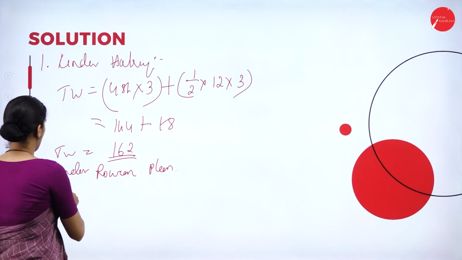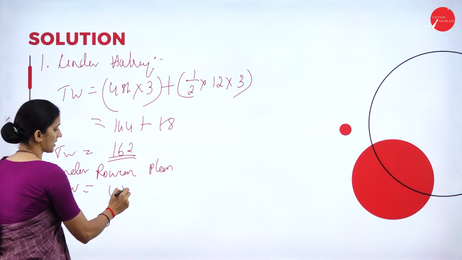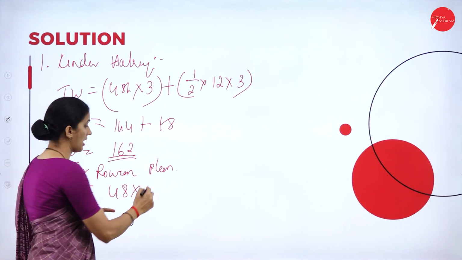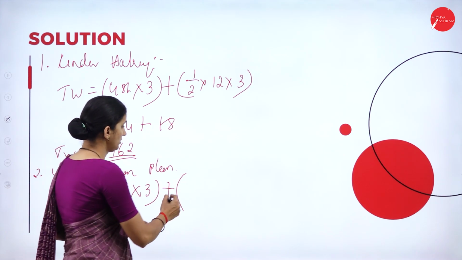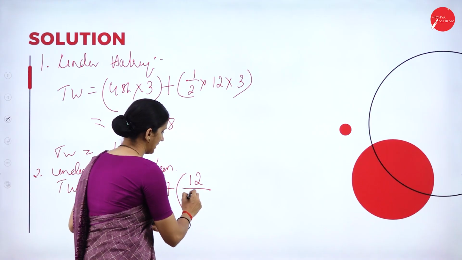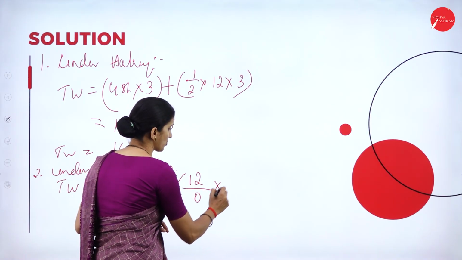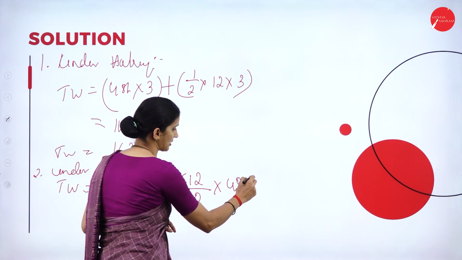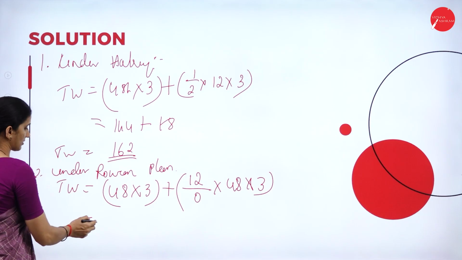Under Rowan's plan, your total wage is equal to hours worked, 48 hours, into rate per hour, 3, plus your bonus, which you calculate based on the proportion of hours saved, that is 12, divided by standard time, that is 60, into hours worked, 48, into rate per hour, 3. Based on that you will calculate the bonus.